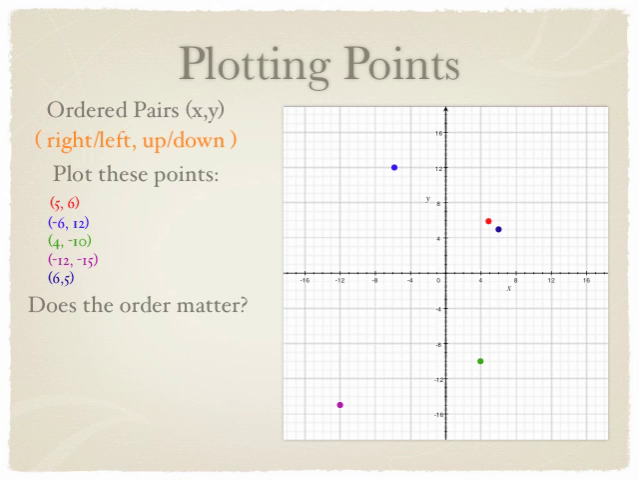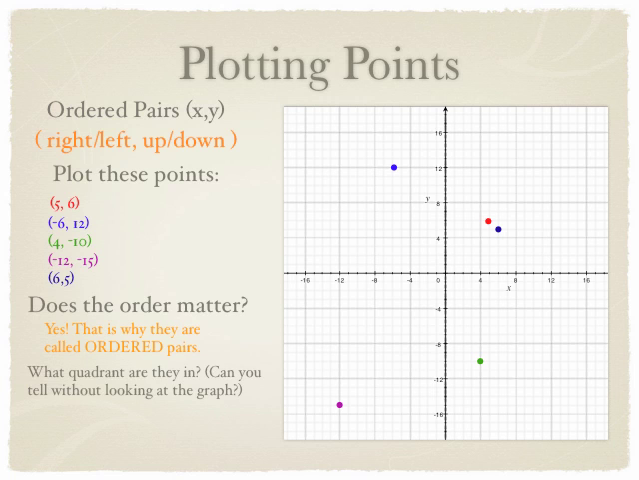And while they were close, they didn't necessarily need to be close, by the way, they aren't the same point. So the order does matter. That's why they're called ordered pairs. What quadrant are they in? Can you tell what quadrant that point 5, 6 is going to be in before you ever plot the point?